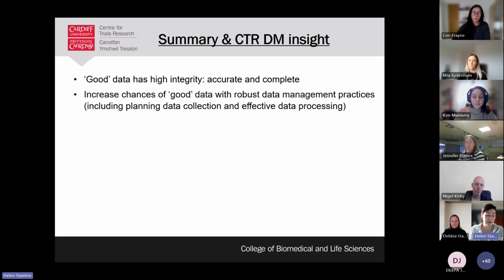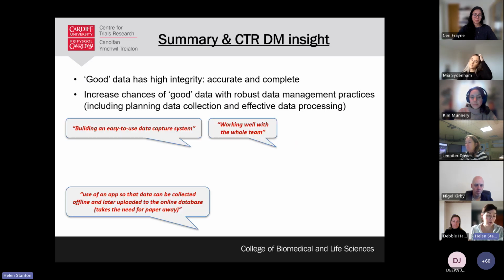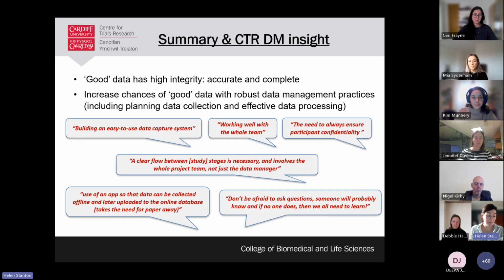And just to summarise here, good data has high integrity and it's accurate and as complete as it can be. And we maximise the chances of this by employing robust data management practices, including planning data collection and effective data processing. And I've just ended here with some quotes from my colleagues about what good data management looks like to them and what helps them on the way of ensuring a good data set.